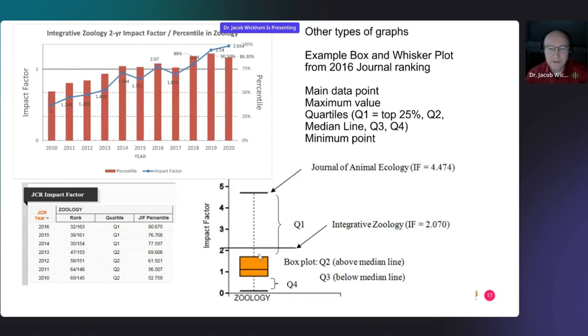This is the top 25% of all the journals, the impact factor scores of all the journals in the top 25%. And then you have the bottom range, which is the bottom whisker, the Q4 bottom quartile. So that's what these data look like. Again, the median is better than the mean when you're comparing the journal rankings. And here is another way that shows the percentile on the right, and then the journal impact factor on the left, and across the years. So it's different ways to look at your data.